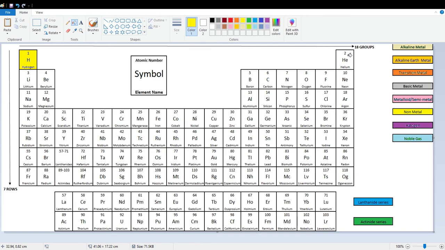The second element that we are going to talk about is helium. Helium is a noble gas. Other elements which are also classified as noble gases are neon, argon, krypton, xenon, radon, and oganesson.